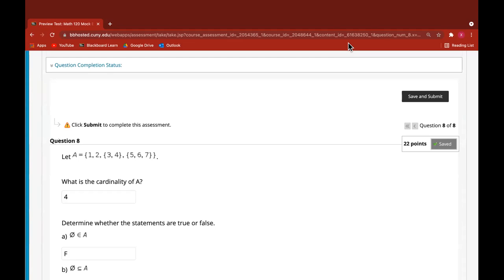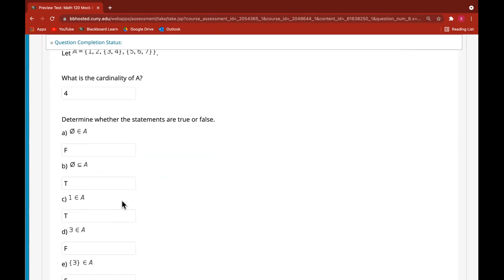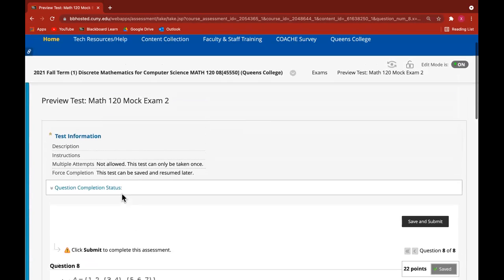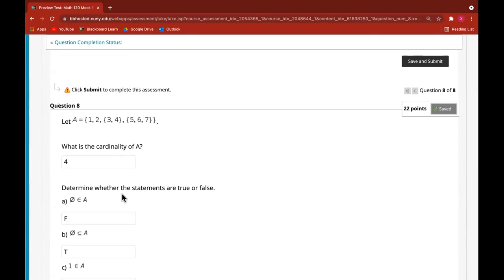Now the exam format will be similar to this exam. So you won't see a lot of proofs. Mainly short answer, fill in, and multiple-part questions. And if it's short answer, you can just briefly explain it.